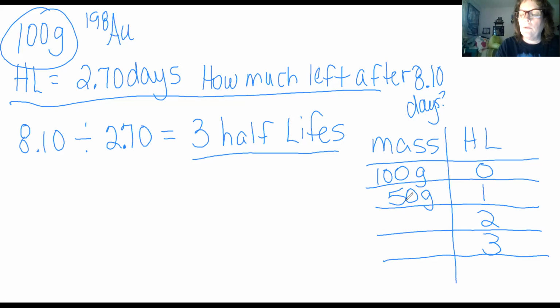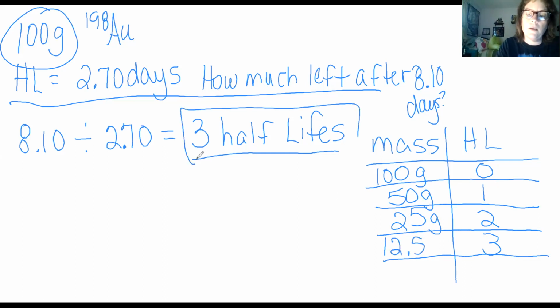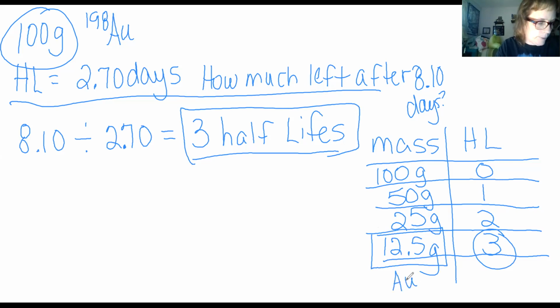Okay, another half-life goes by, and what's half of 50? 25. Another half-life goes by, what's half of 25? 12.5. And we could stop at this point because we said only 3 half-lives have gone by. We've done it for 3 half-lives. Your answer is you have 12.5 grams of gold left over after 8.10 days have passed.